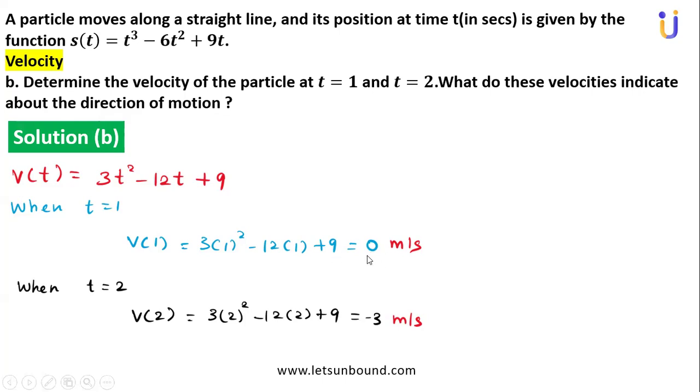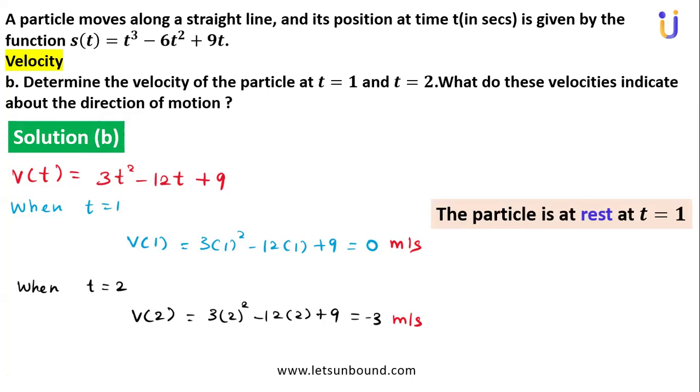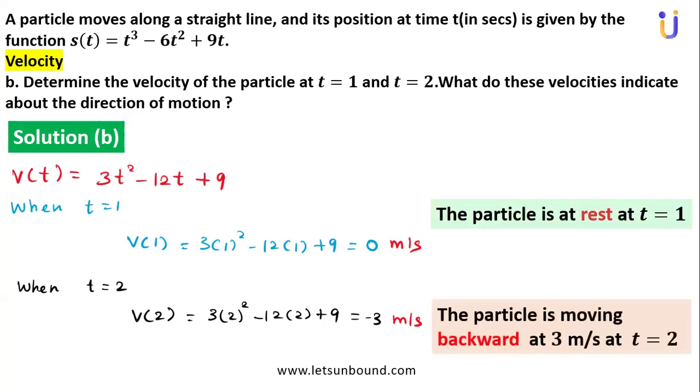What do they say? When it's 0, the particle is at rest. When it's minus 3, I hope you remember, velocity less than 0 means it's to the left, right? So the particle is moving backward at 3 meters per second when time t equals 2. Here we don't know whether it's a horizontal or vertical motion, so you can say backward.